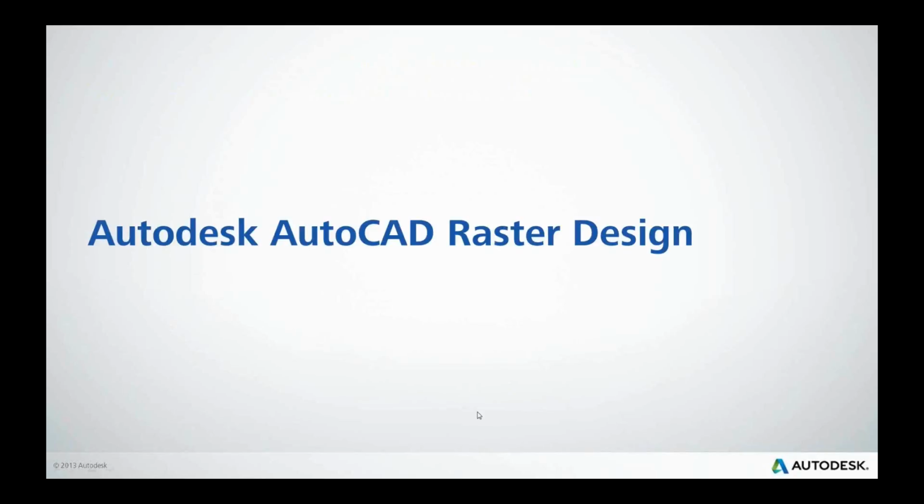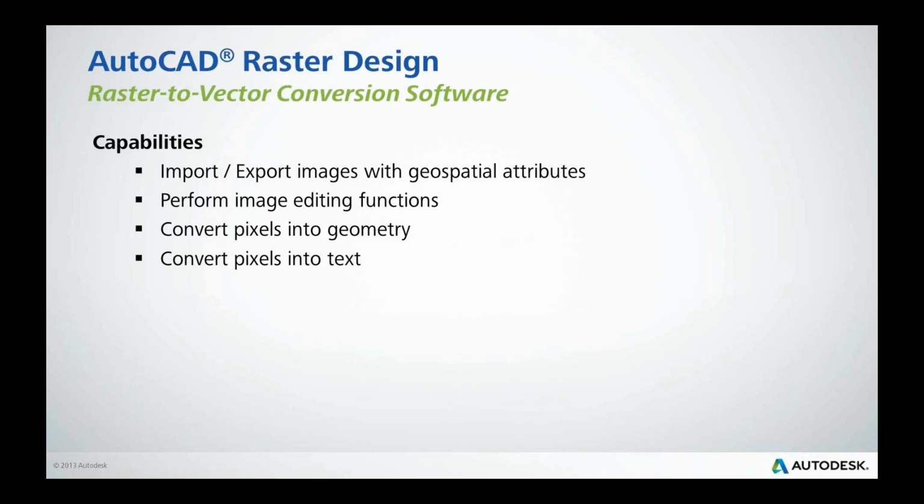So the next thing we're going to look at is raster design. Raster design allows us to work with imagery. Now we can work with imagery in AutoCAD, but raster allows us to work with images that are geospatially referenced. If you've ever brought in an aerial photo and had to scale it and align it so that it fit with your geometry, we don't have to do that anymore.